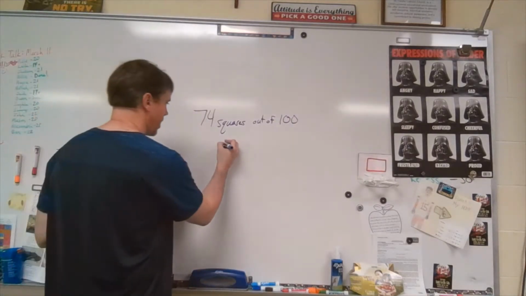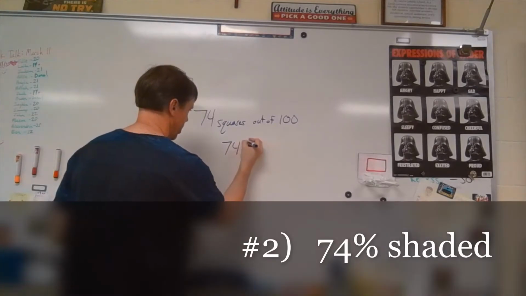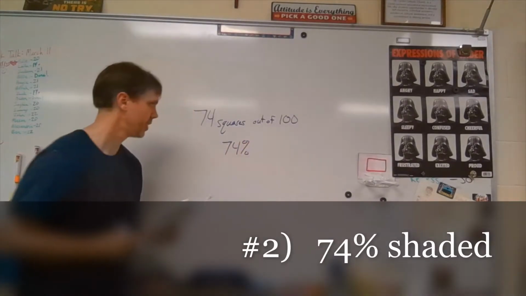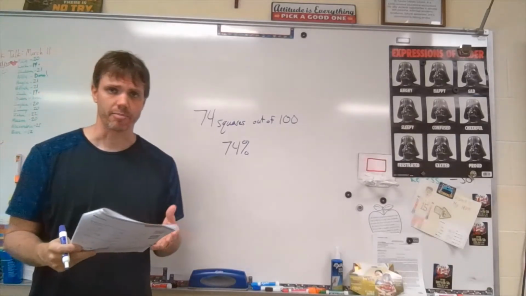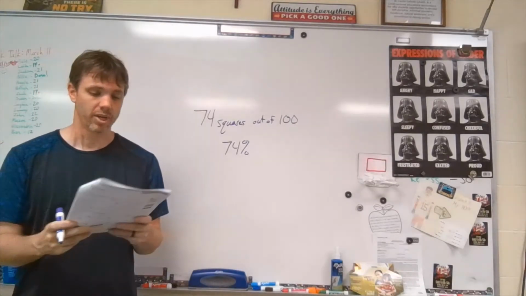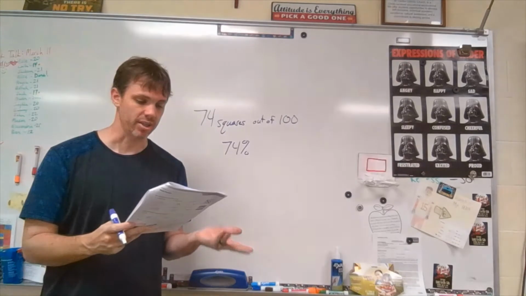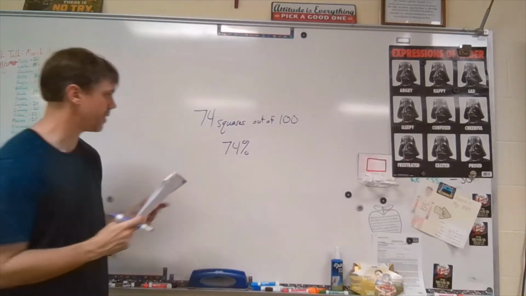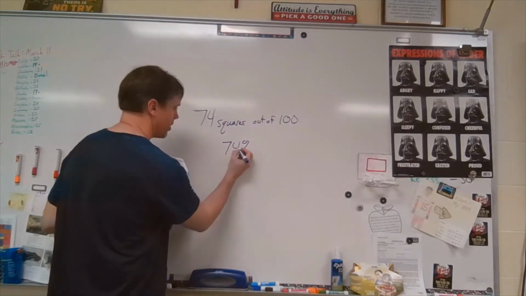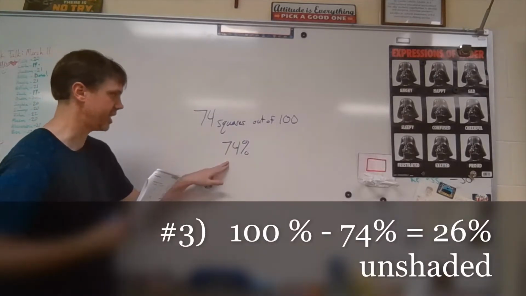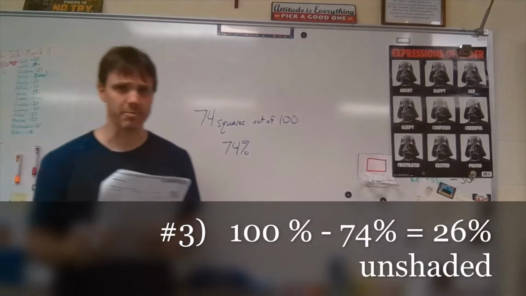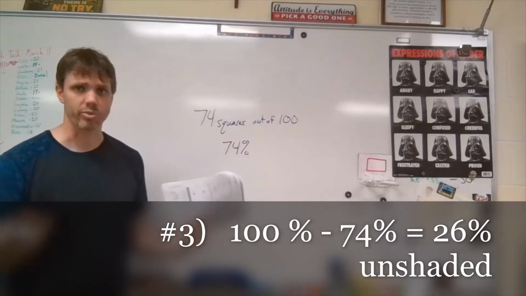Well, we would say that written as a percentage is 74%. Okay? So 74% means 74 out of 100. Then it says what percent is unshaded. Well, we know that this is out of 100, right? So that means that all you have to do is go 100 minus 74, or you can just calculate it in your head. It's 26.